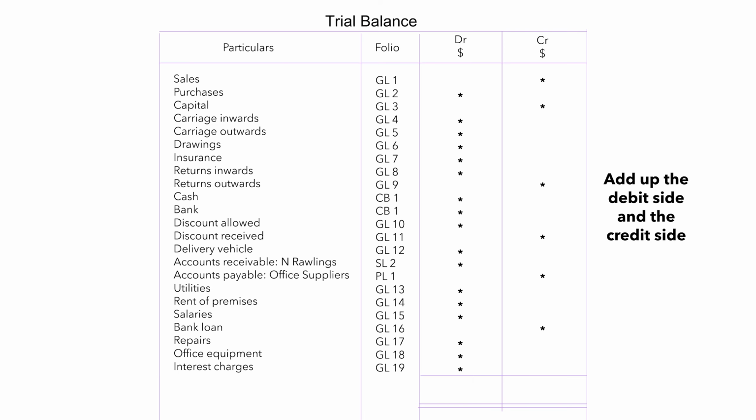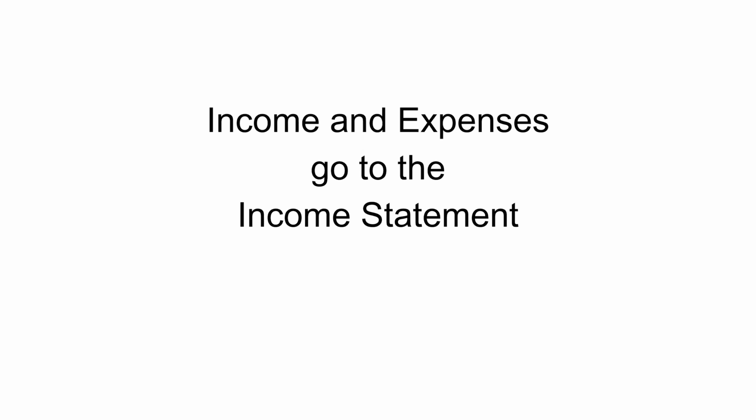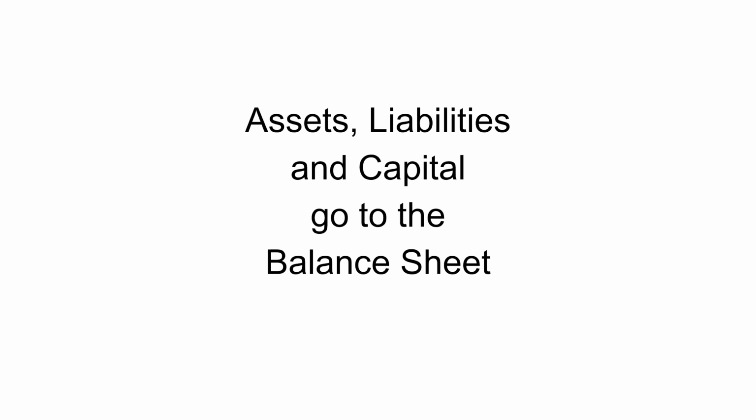Add up the debit side and the credit side. The figures should be equal. Income and expenses go to the income statement. Assets, liabilities, and capital go to the balance sheet. Test yourself. Debit or credit?